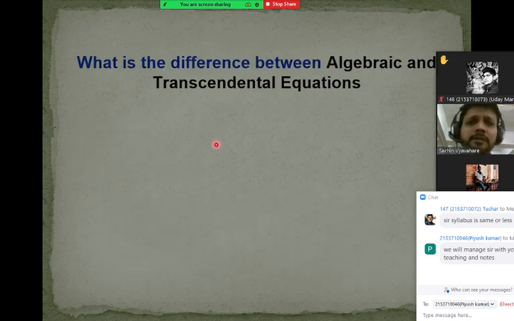But before that, let me see the difference between algebraic and transcendental equation. Does anyone know the meaning of algebraic and transcendental? Does anyone know what is an algebraic function and what is a transcendental function?